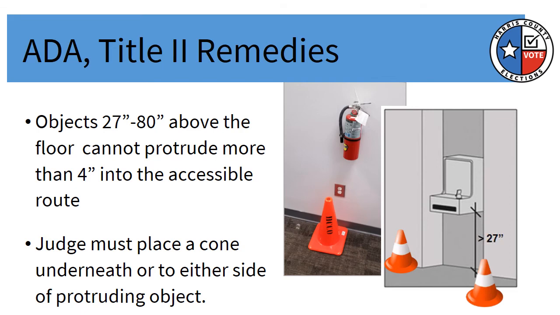Objects such as water fountains that are 27 inches to 80 inches above the floor and in an accessible route cannot protrude more than 4 inches into the accessible route. People who are blind or low vision use canes or other devices to detect barriers. If a cane-detectable barrier is not placed below the object, the voter could be injured.